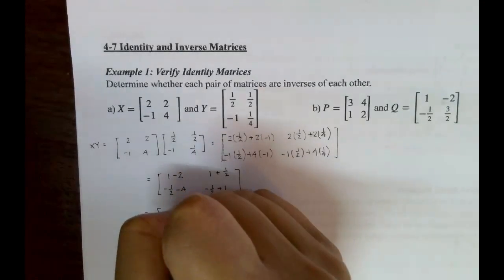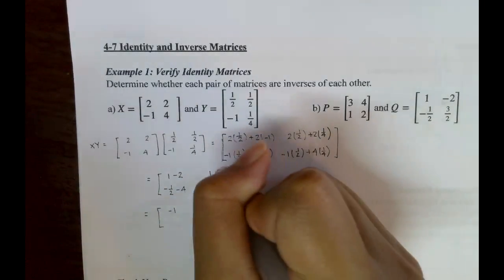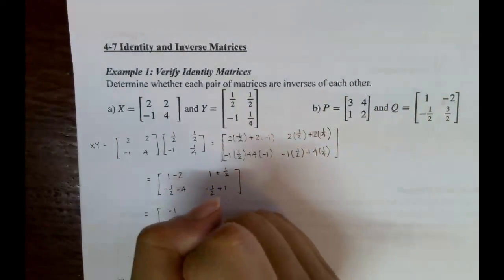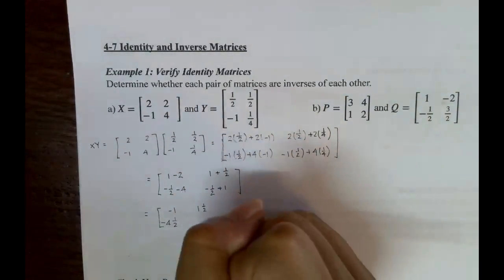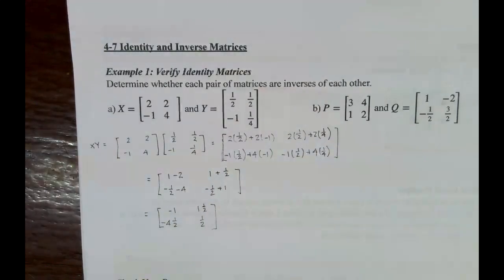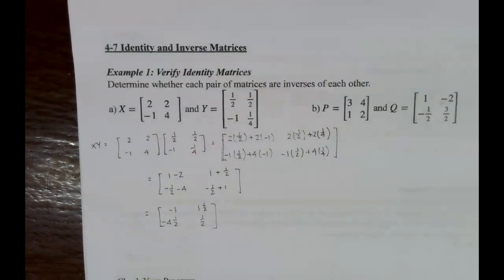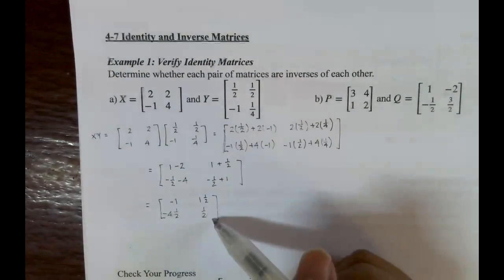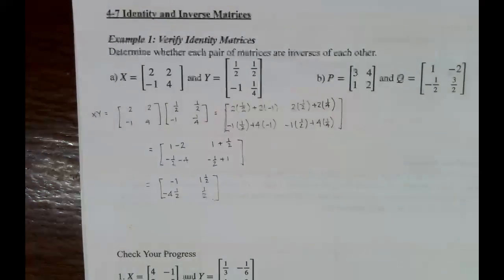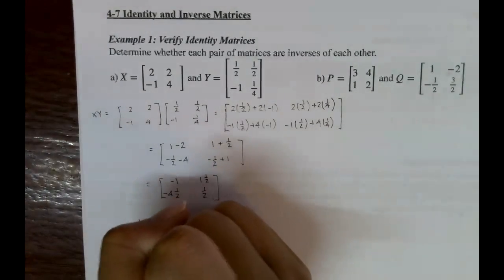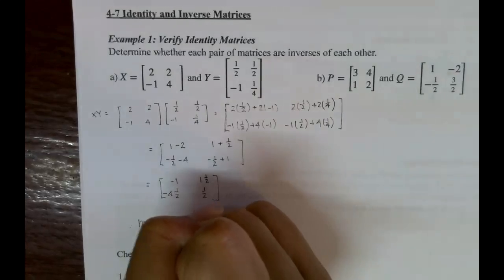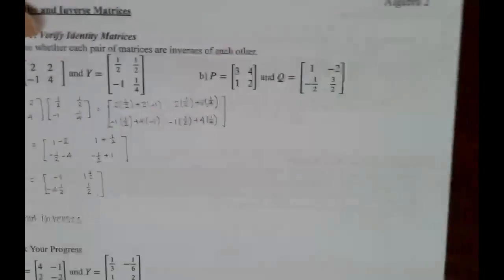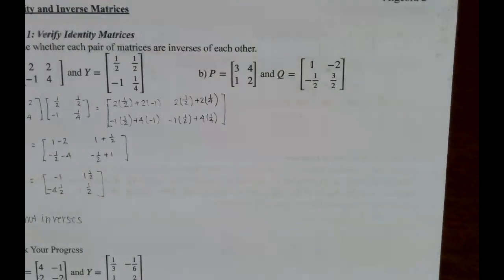Simplify that. 1 minus 2 is negative 1. 1 plus 1 half is 1 and a half. Negative 1 half minus 4 is negative 4 and a half. And negative half plus 1 is half. Because it didn't result in the identity matrix, right, where it's 1, 1, and then the others are zeros, they are not inverses. Okay. So let's see if P and Q are inverses of each other.